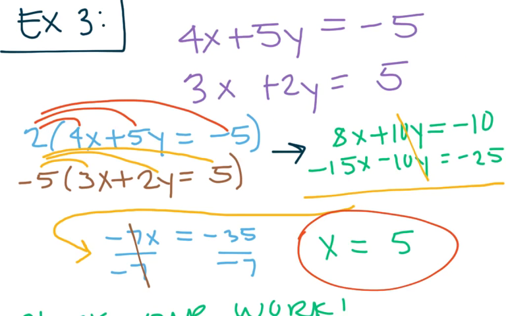For the last example, we have 4x plus 5y equals negative 5 and 3x plus 2y equals 5. So then we distribute 2 and negative 5, since 5y and 2y have a common multiple of 10. We distribute the 2 to the top and the negative 5 to the bottom. We end up with 8x plus 10y equals negative 10 and negative 15x minus 10y equals negative 25. Since 10y is both positive and negative, we can cross that out, and we end up with negative 7x equals negative 35. Then we divide both sides by negative 7, and we end up with x equals 5.